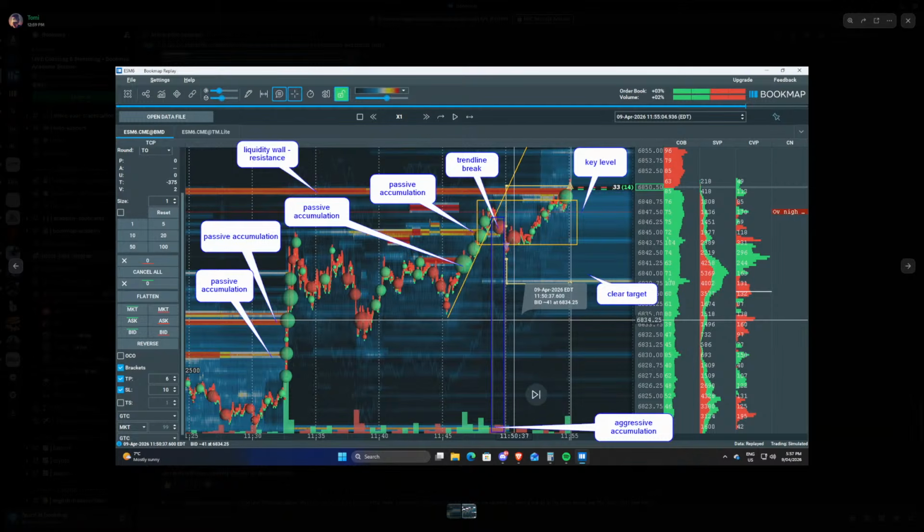And then again, look at the way you entered. Look how small the volume dot is. That's telling you sellers are not interested in taking it down. All of those signs right there are telling you it's a trap, it's gonna go back up. So keep that in mind, okay?